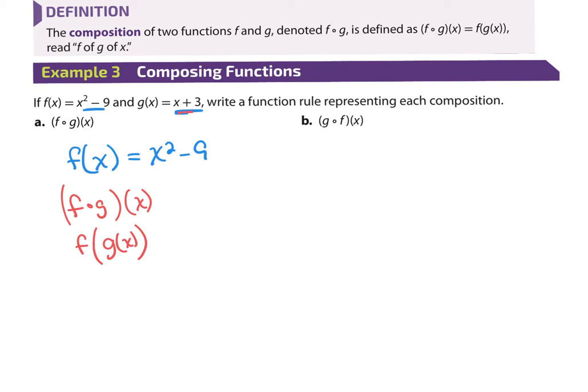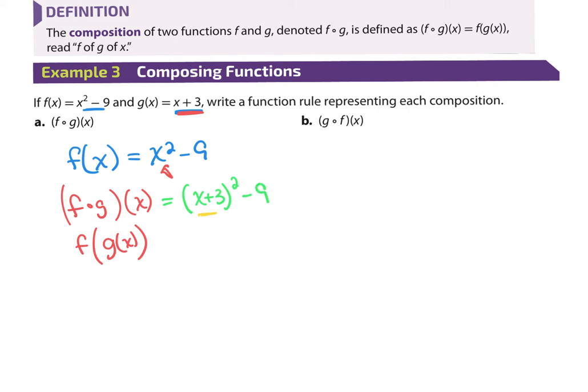What they want is they want me to take this g function and plug it in for any x that I have in f. All right? So my f of g then is going to say, instead of x squared, I'm going to plug in that x plus 3 squared minus 9. I do need to simplify it.